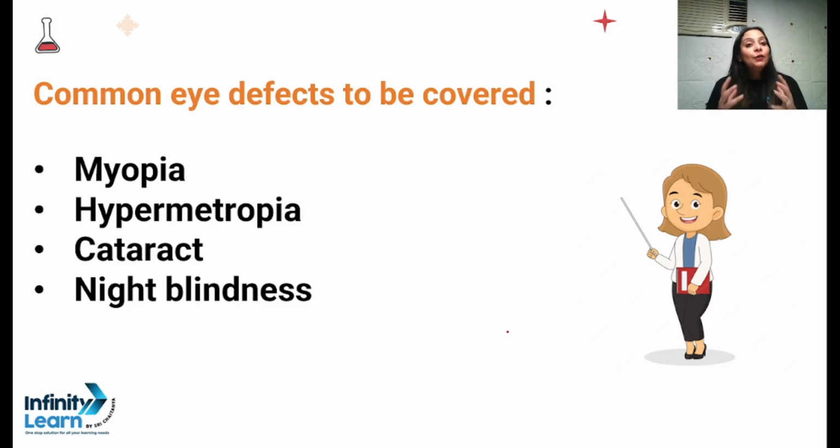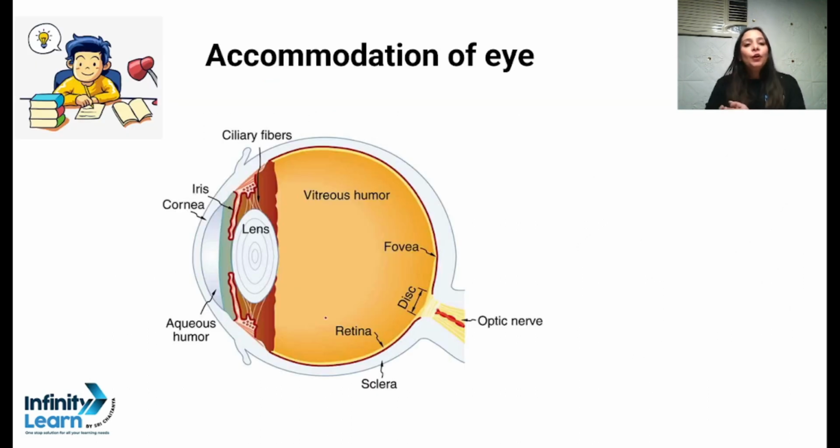But you know that there are a few eye defects also, and these eye defects are very common among people. So what common eye defects are there? Let's discuss that. Common eye defects are myopia, hypermetropia, cataract, and night blindness. Today we are going to discuss all these four common eye defects. Before we go ahead, you should know about accommodation of an eye.